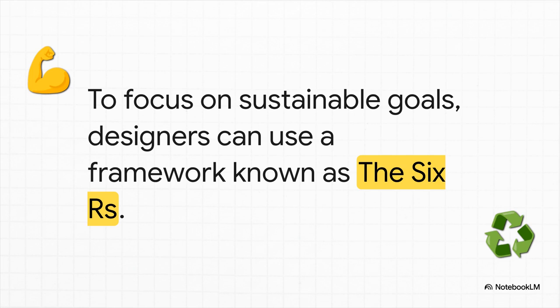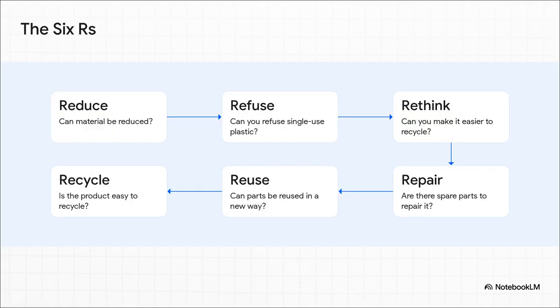So you might be wondering, how do designers actually do all this? Well, they can use a really simple but incredibly powerful framework to help guide their decisions. It's known as the 6 Rs. This framework basically challenges the designer with a question at every single step. Reduce. Can we make this chair with less material? Refuse. Can we just say no to using non-recyclable plastic for the packaging? Rethink. Can we design it differently so it can be taken apart for repair? Can the base be reused as, say, a small stool? And finally, is the entire thing easy to recycle when it's all said and done?